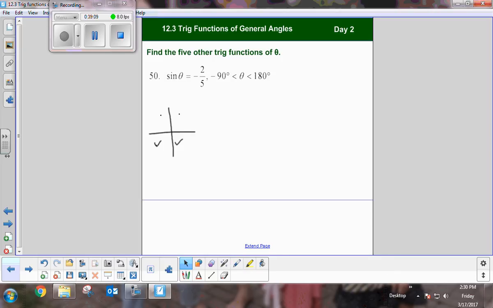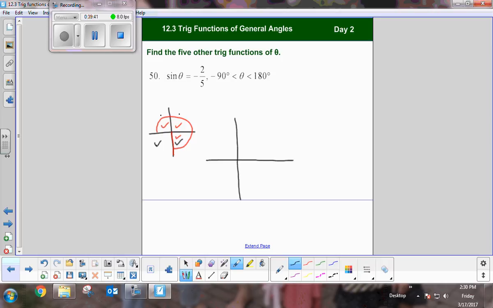It's saying I only want answers starting at negative 90. I want answers going from negative 90 to 180. In other words, here, here, or here. So that's what that second condition is telling me. So what's the only quadrant that has two checks, that meets both conditions? Fourth quadrant. That means I'm going to be working in the fourth quadrant.